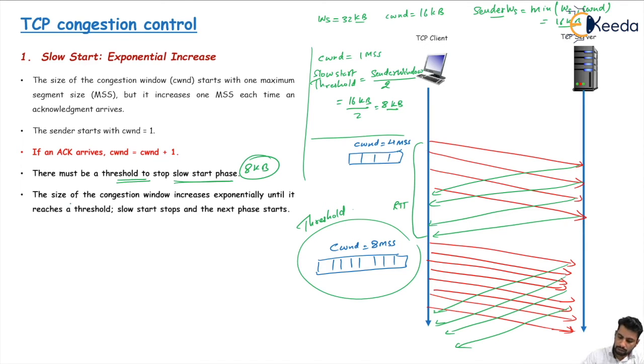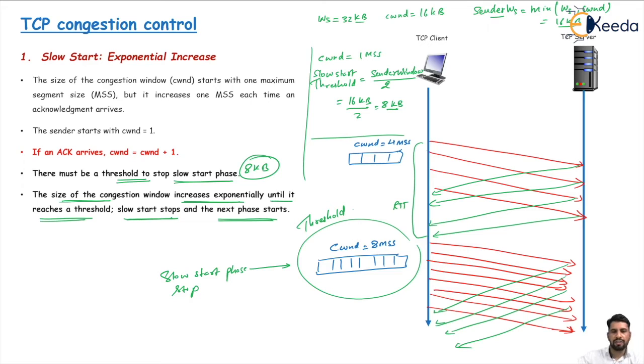The size of the congestion window increases exponentially until it reaches the threshold, and the slow start phase stops here. The slow start phase stops here, and the next phase starts.